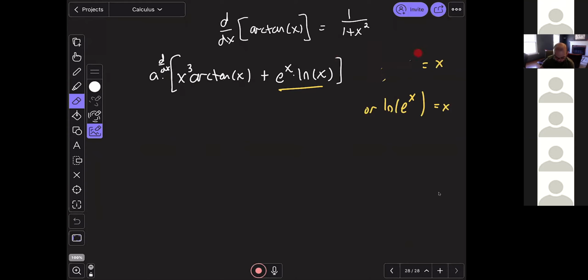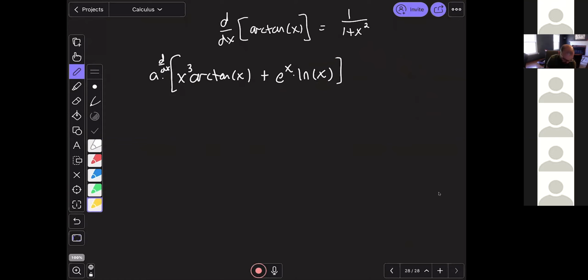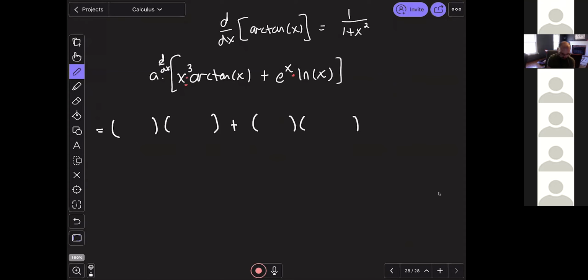Okay, so let's go ahead and back this up. All right, so what I see is product rule. So we're going to go ahead and run with that, right? I see product rule because there's really a multiplication sign right here. And we have this multiplication sign right here. So we're going to have two product rules. We'll start out with the first one, x cubed times arctangent of x, and set up our product rule for the first part of this.